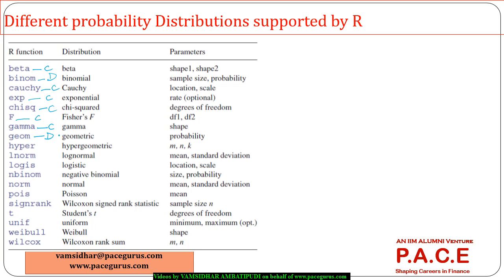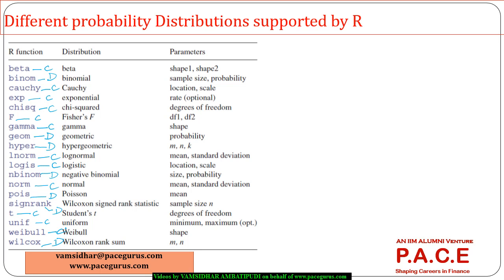Geometric is discrete, hypergeometric is discrete, log normal, logistic, negative binomial is discrete, normal is continuous, Poisson is discrete, Wilcoxon sign rank is discrete, the t is continuous, uniform is continuous, Weibull is continuous, Wilcoxon rank sum is discrete. So I can very well talk about these discrete functions.